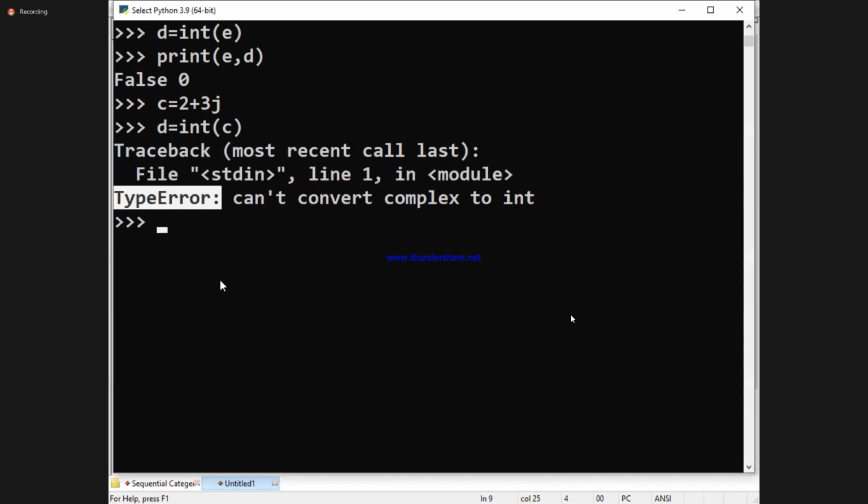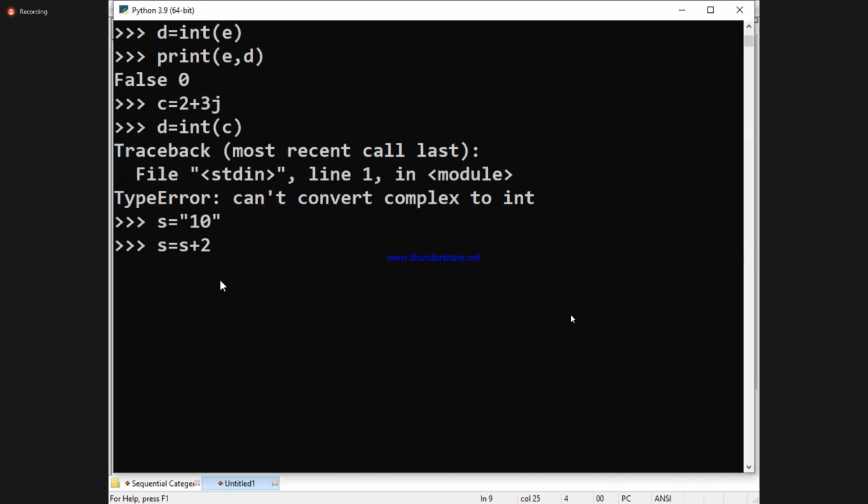What is left out? S is equal to 10. What is 10 actually? 10 is actually an int number, which is represented within double quotes. See guys, when I say S is equal to S plus 2, what is the result?